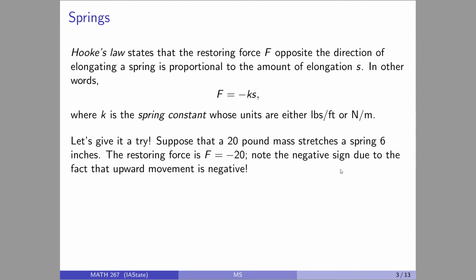Okay. So the restoring force then is -20, right? The negative sign is because upward movement is negative. The mass is pulling it down, so the restoring force, which is working against it, has to be -20. 20 pounds is pulling it down, so a restoring force of -20 is acting against it. The elongation is 1/2, right? No, it's a stretch, not a compress, so it's positive s.